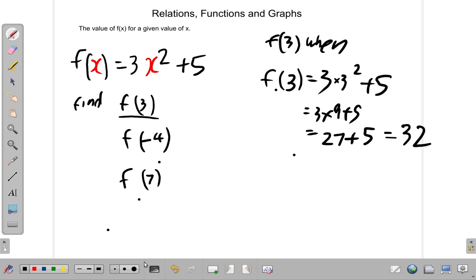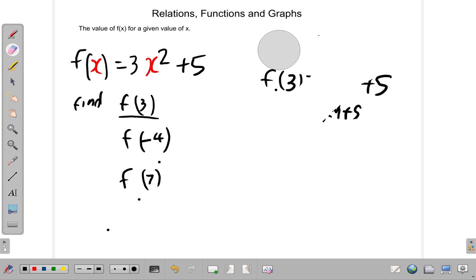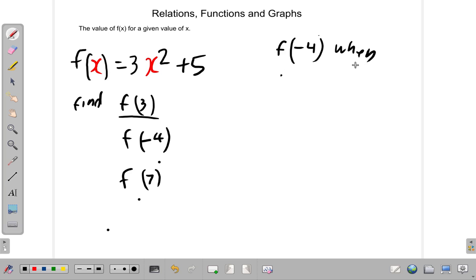Now let us look at f of negative 4. Remember now that we have our f of x. We want to find f of negative 4 when we have our f of x being equal to 3 multiplied by x squared plus 5. Now what we have is negative 4. So wherever x is, we will replace it with negative 4. So f of x becomes f of negative 4.